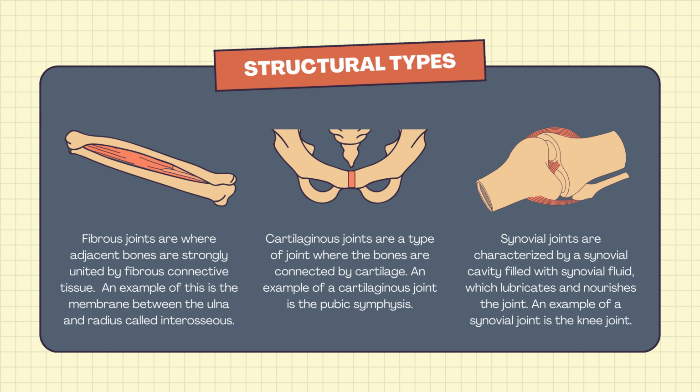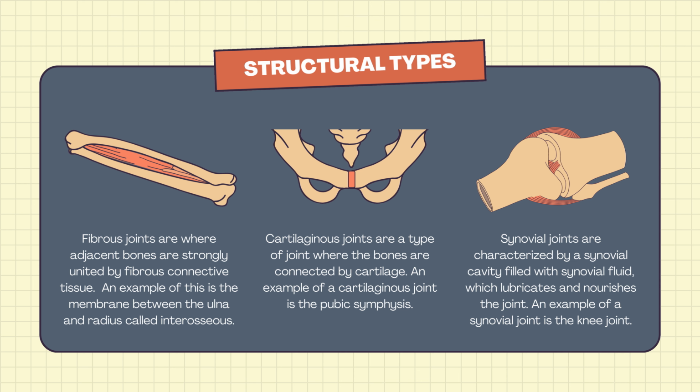Let's see types of joints. Fibrous joints. Fibrous joints are where adjacent bones are strongly united by fibrous connective tissue. An example of a fibrous joint is the membrane between the ulna and radius called interosseous.